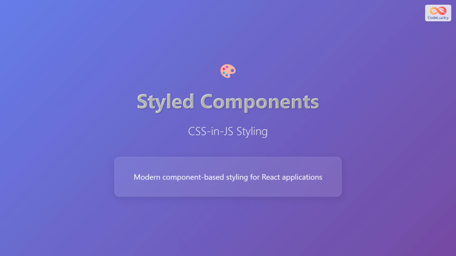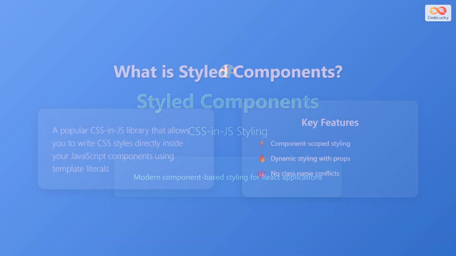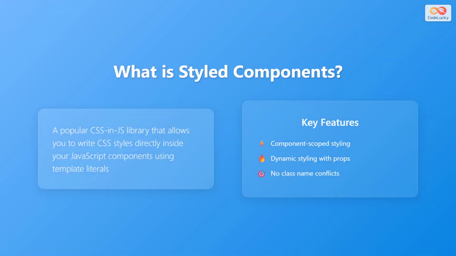Let's dive into styled components, a modern and efficient approach to styling your React applications. Styled components brings the power of CSS directly into your JavaScript, allowing for a more intuitive and component-centric way to manage your styles. It is a CSS-in-JS styling solution. Styled components is a popular CSS-in-JS library.